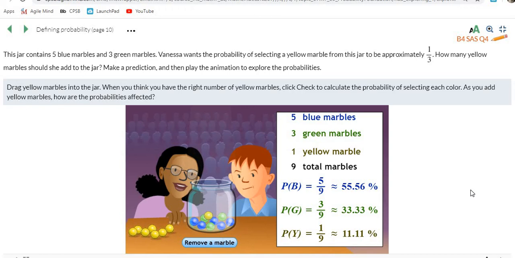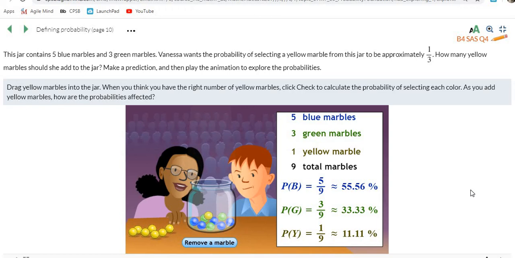Let's use our brain for a second. What's my total right here? 9. If I put 2 yellow marbles in, what's my total? 11. 10. That means if I put a total of 2 yellow marbles in, that's 2 out of a total of 10 marbles. What does that reduce to? 1/5.